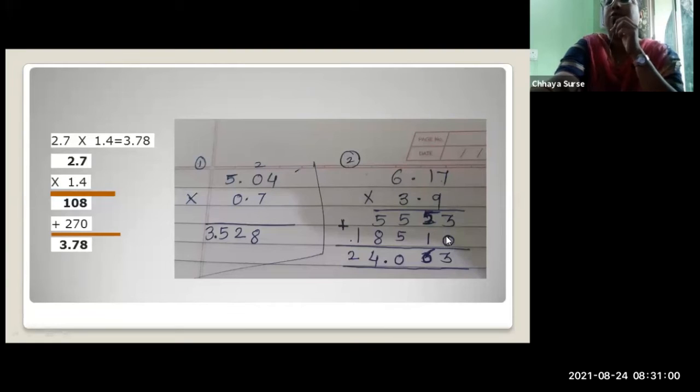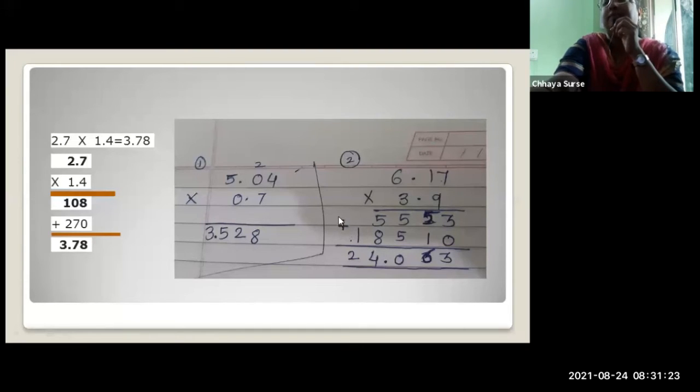Then 3 multiplying to 7. Take the 0 on the unit place. Then 3 sevens are 21. 1 will be here and 2 carrying over. 3 ones are 3, plus 2, 5. Then 3 sixes are 18.